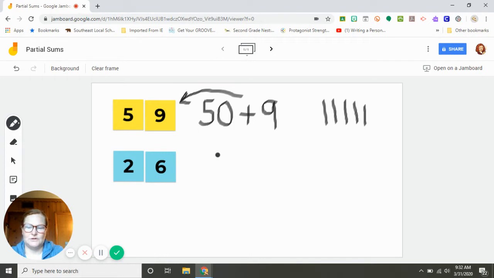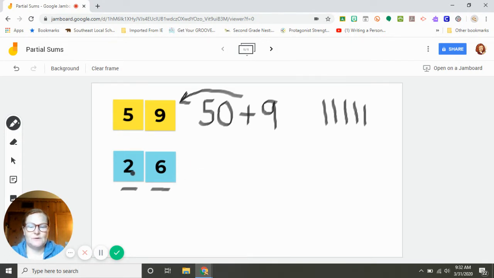All right, let's do it with the 26. But this time I'm going to let you work on it and then we'll do it together. So go ahead, take your paper, take your pencil, take your book, whatever you're using. And I want you to try to expand the number 26. How much is the 2 worth and how much is the 6 worth? All right, let's see how you did.